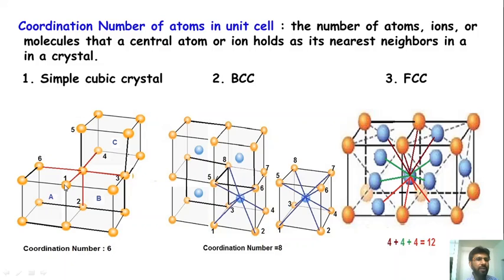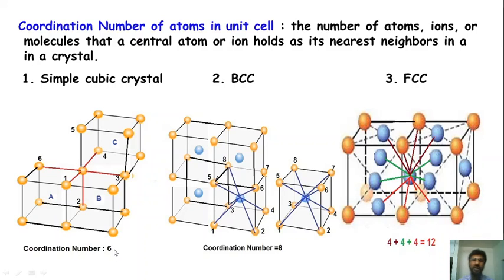So atoms 1, 2, 3, 4, 5, 6 get coordinated with this atom, and due to that its coordination number is 6. That means the number of atoms that a central atom holds as its nearest neighbors. So this is the central atom. It holds the 6 nearest atoms, and due to that its coordination number is 6 here.